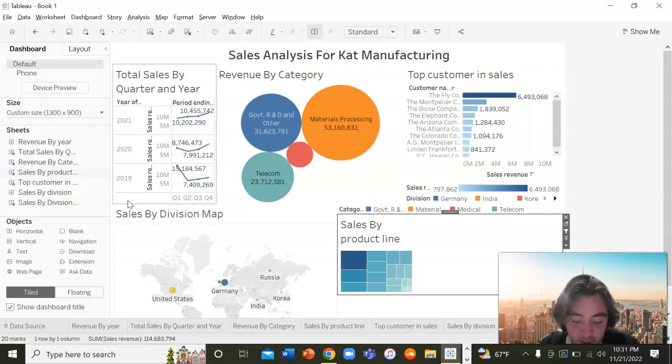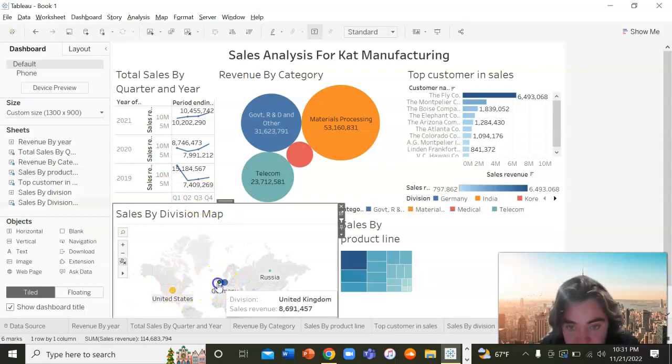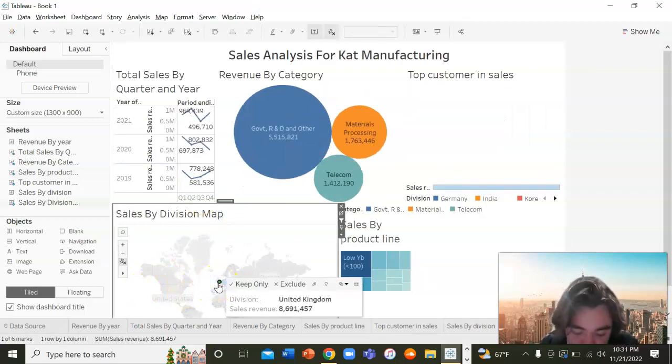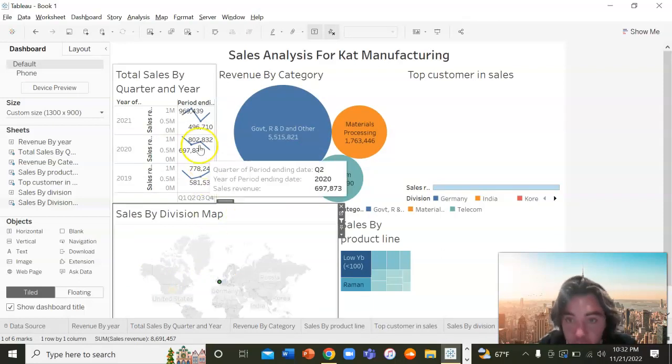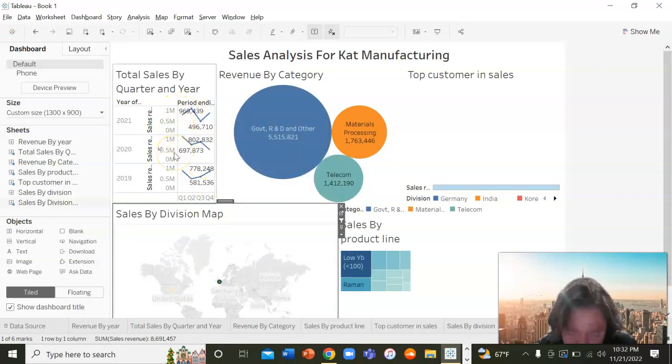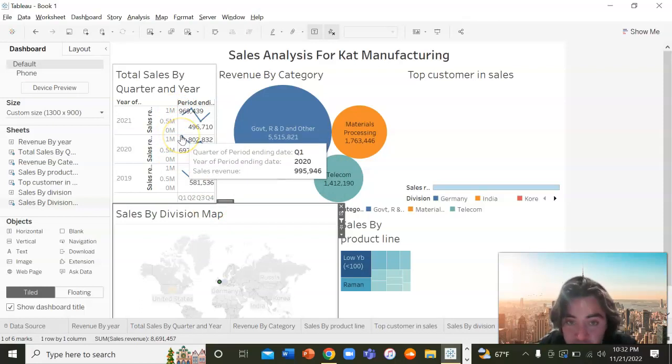And the final question here we have is in 2020, which quarter had the highest sales in the telecom category under the UK division? This we found was actually, as you can see here, we're going to click on UK here. We actually found it as quarter one, which we see up here. Quarter one here, which is right there, with $995,946 being our total number.